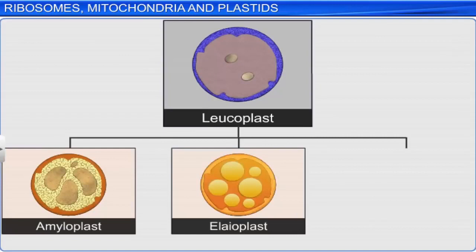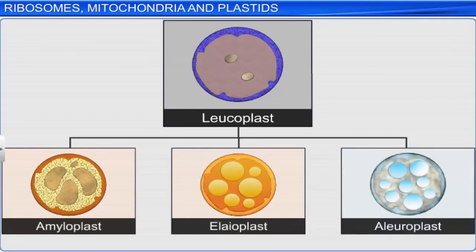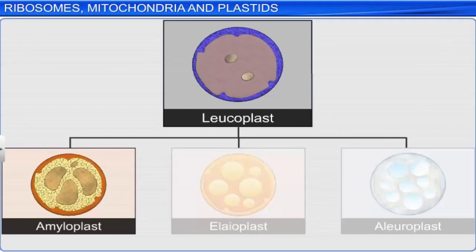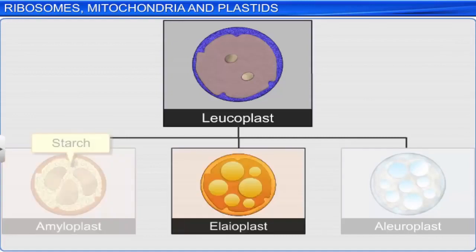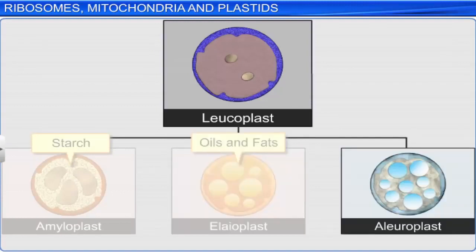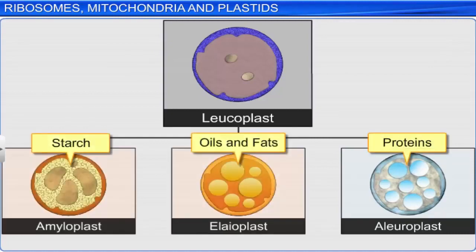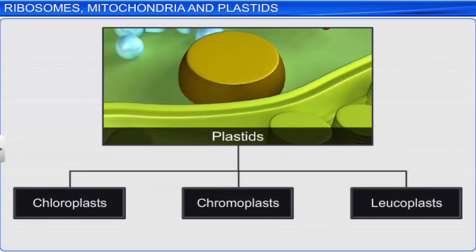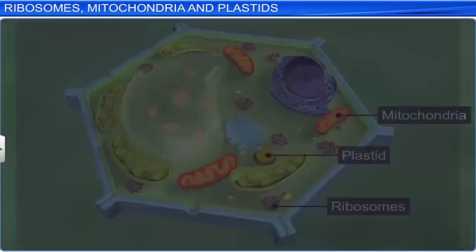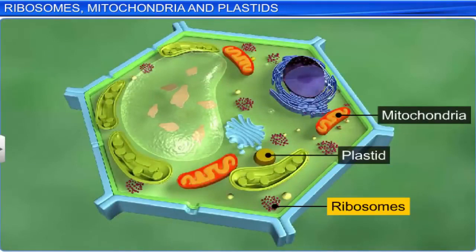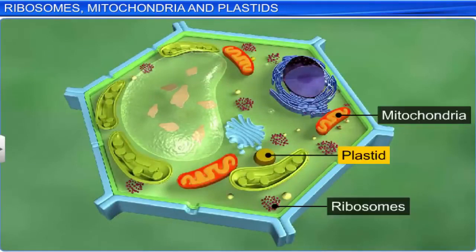While amyloplasts store carbohydrates such as starch in potato, eleoplasts store oils and fats. On the other hand, aleuroplasts, which are usually found in food grains, store proteins. The various plastids found in plants not only impart color to the plants, but also store nutrients and play a role in photosynthesis. Thus we find that ribosomes, mitochondria, and plastids are important organelles taking part in vital functions of the cell, such as protein synthesis, respiration, and photosynthesis.